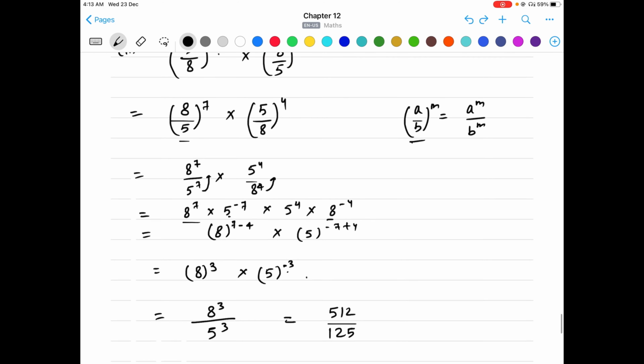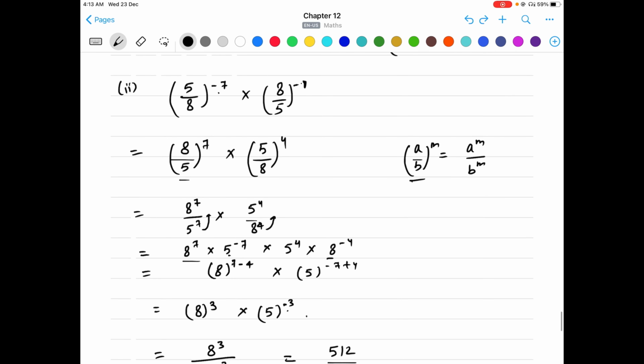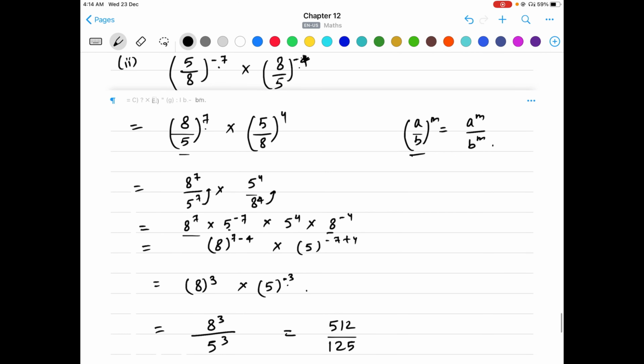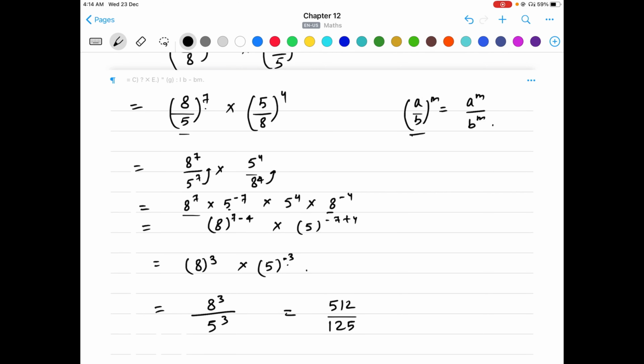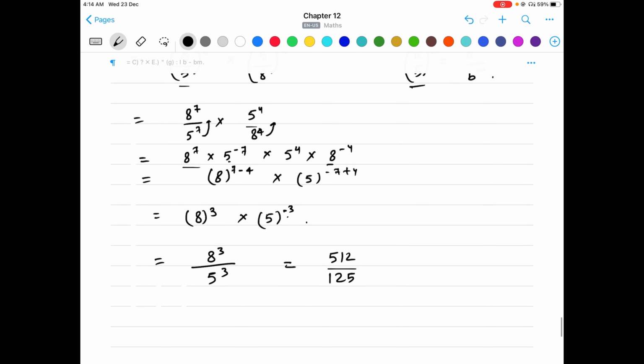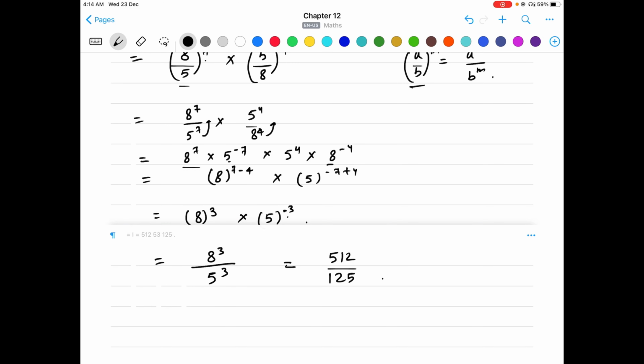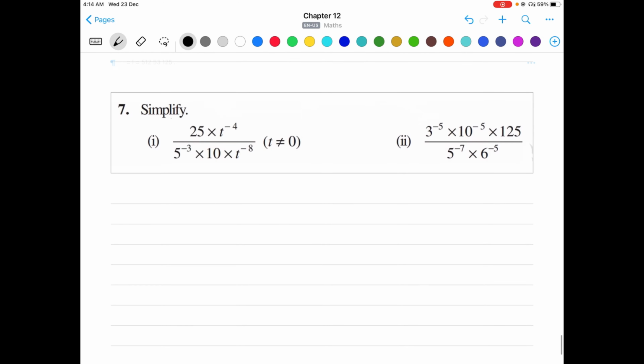What we did here is simply, first, in order to change the negative exponent, we reversed the numbers. So we reciprocated the numbers, and we got both the positive values. Now using this law of exponent, we can write this as 8 power 7 and 5 power 7, similarly 5 power 4 divided by 8 power 4. Okay, and after simplifying this expression, we got the result as 512 divided by 125.